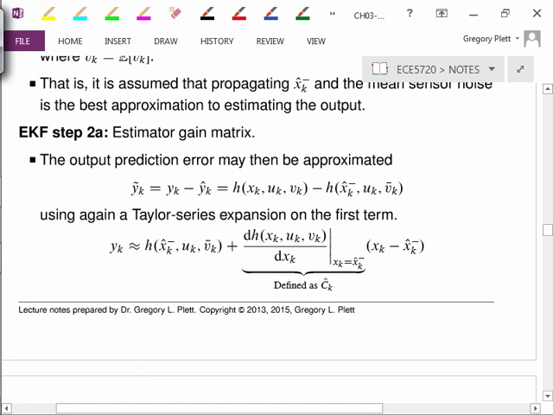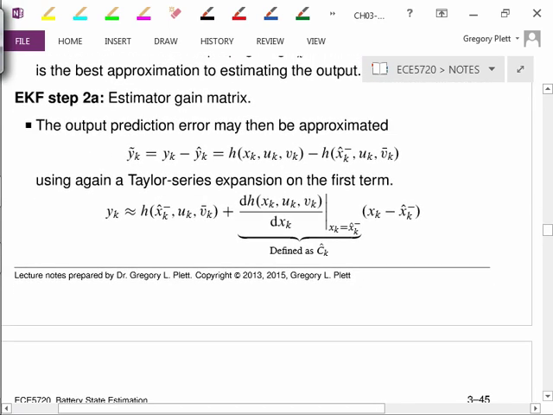Now we move on to step 2a, and in step 2a, remember L_k equals sigma x tilde y tilde, multiplied by sigma y tilde inverse, if memory serves. So I'm going to have to find, I already have an x tilde, but I need to find a corresponding y tilde.